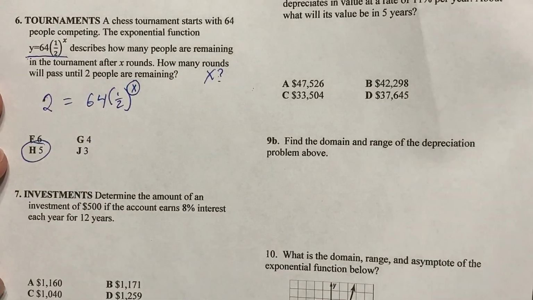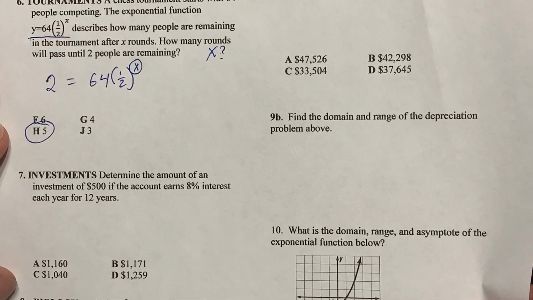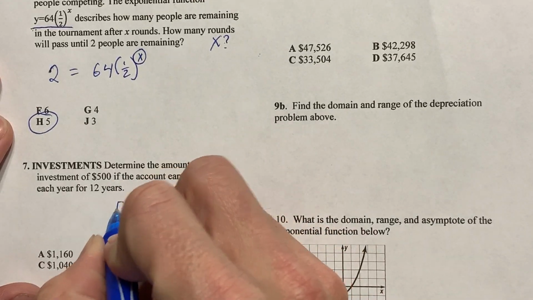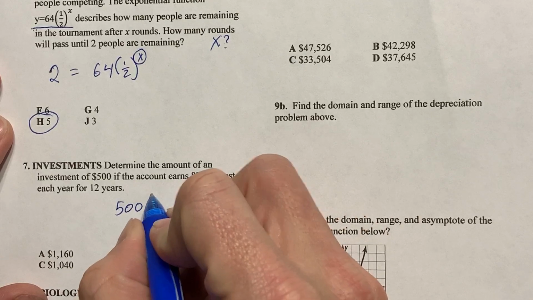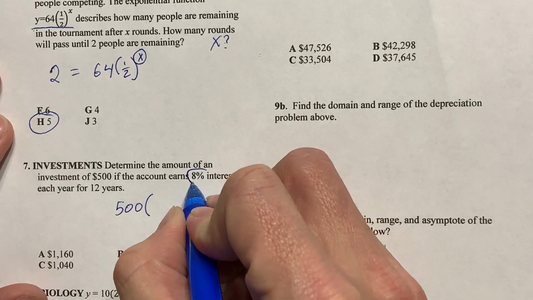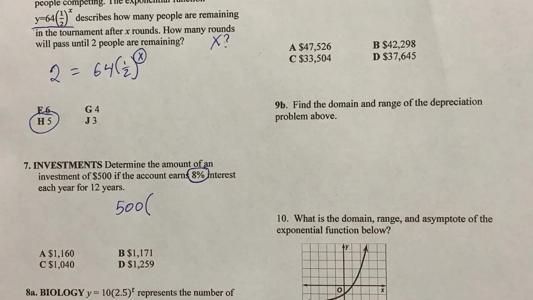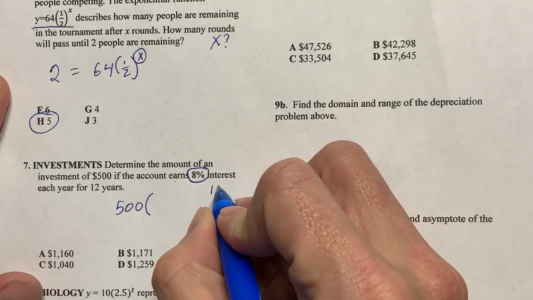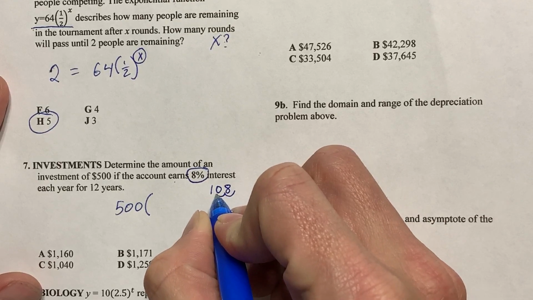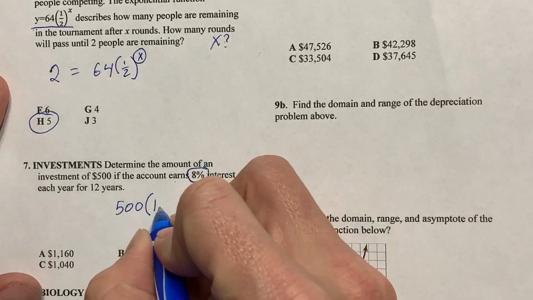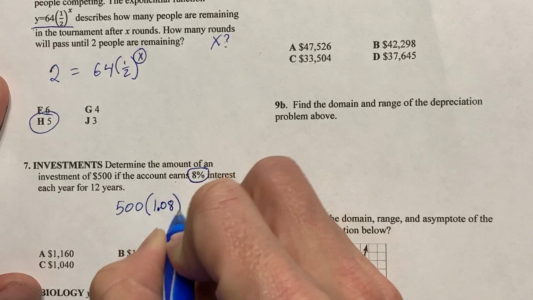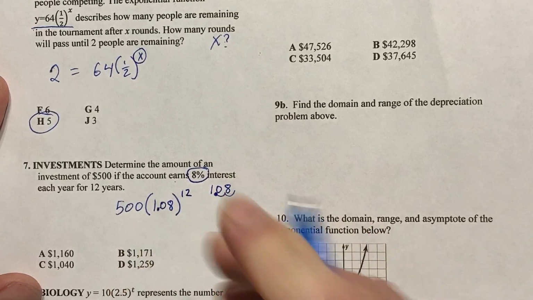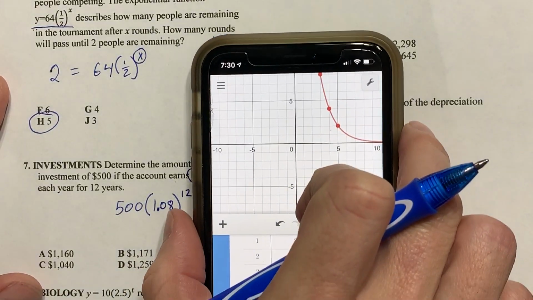Next, investments. Determine the amount of an investment of $500 if the account earns 8% interest. 500 is my starting amount, times my growth rate, which is a percent. If there is a percent, you have to add or subtract it to 100. In this case, it is earning interest, so we add it to 100. That's 108. Move the decimal point over 2 places: 1.08 to the power of years. In this case, we have 12 years.